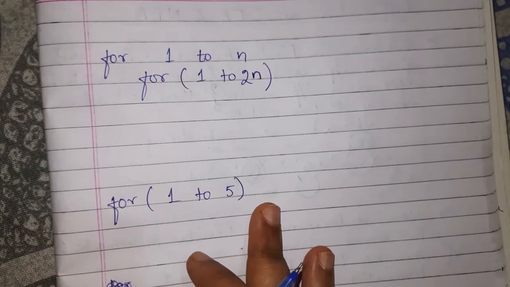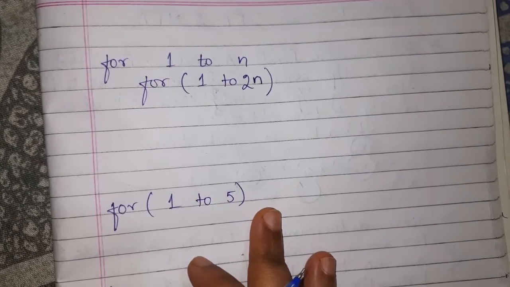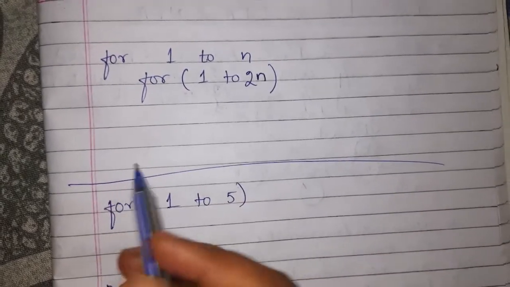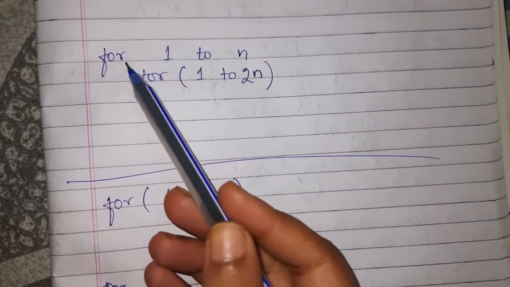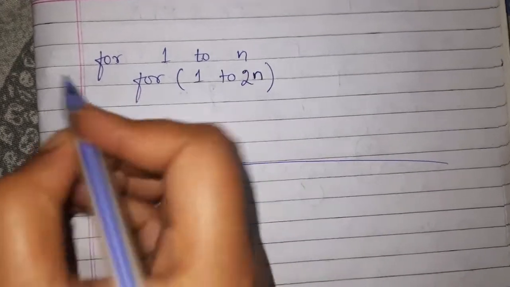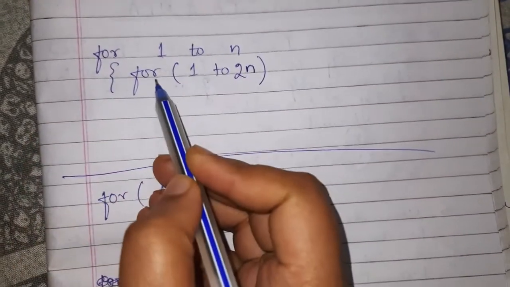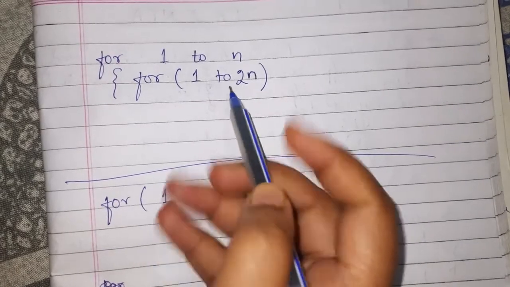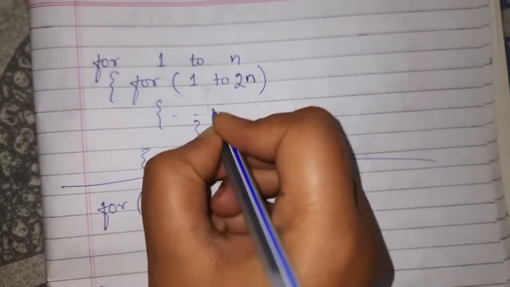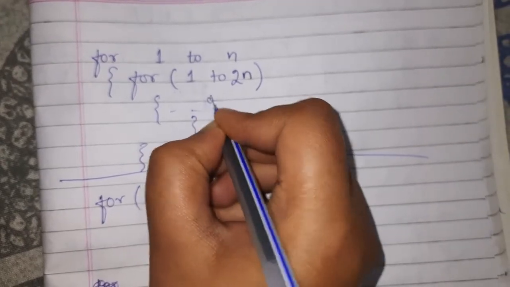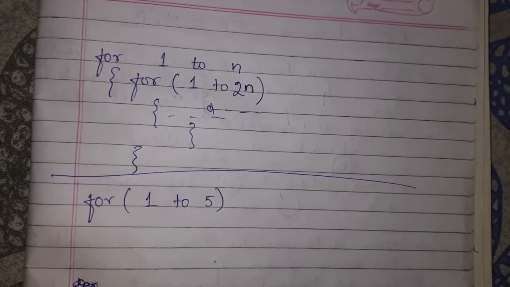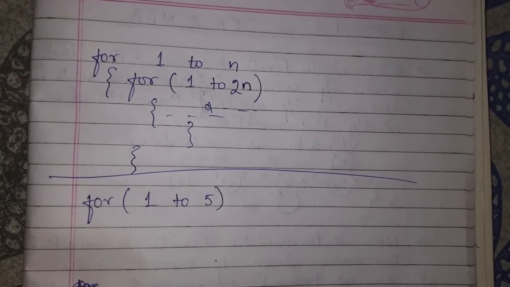How to calculate the time complexities of any given algorithm. Suppose we are given an algorithm which is a for loop that will run from 1 to n, and there is one inner loop again from 1 to 2n, and then there are some statements like only additions or subtractions, plus minus. Then I need to find out the time complexity.